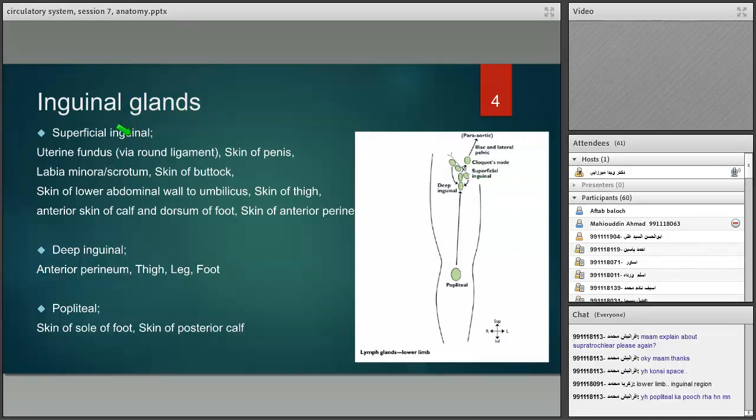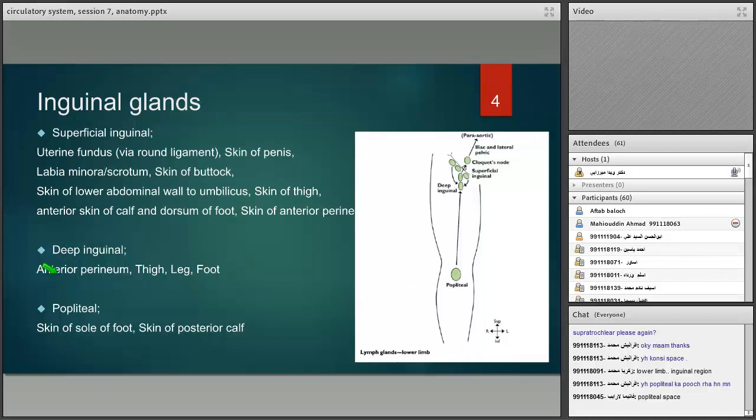Look at here, the superficial inguinal glands are receiving the uterine fundus via the round ligament, okay, from here. Skin of the penis, labia minor and scrotum, skin of the buttock, skin of lower abdomen to umbilicus, skin of the thigh, anterior skin of calf and dorsum of the foot here, skin of the anterior perineum.